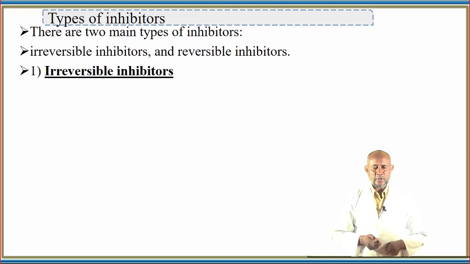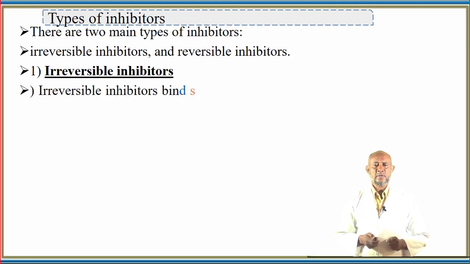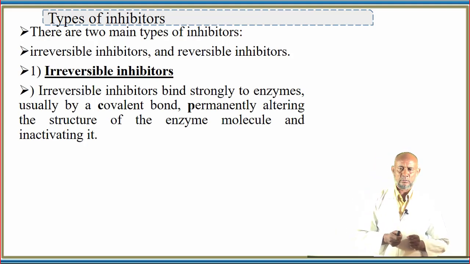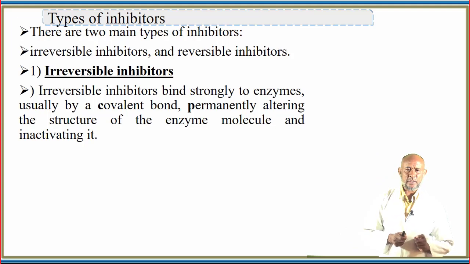The irreversible inhibitors bind strongly to the enzyme, usually by a covalent bond, permanently altering the structure of the enzyme molecule and inactivating it. In this case, the inhibitor binds strongly to the enzyme, especially by a strong covalent bond, and permanently changes the structure of the enzyme molecule. That will make the enzyme inactive, because the structure is totally changed. That kind of inhibitor is said to be an irreversible inhibitor.